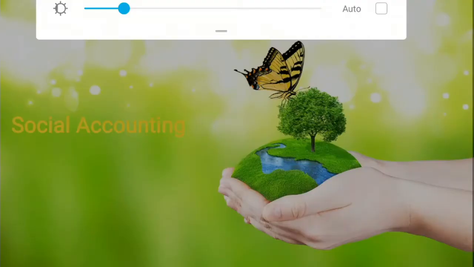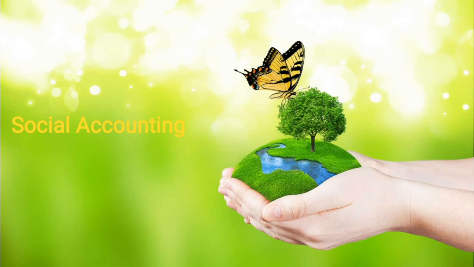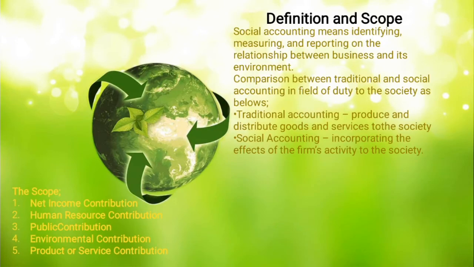Okay, we will continue the other material with me and Pujanti, that is social accounting. First of all, we have to know what social accounting is and what the scope of social accounting is. Social accounting means identifying, measuring, and reporting on the relationship between business and its environment. The business environment includes natural resources, the community in which it operates, the people it employs, its customers, competitors, and other firms that deal with it. And the reporting process can be both internal and external.